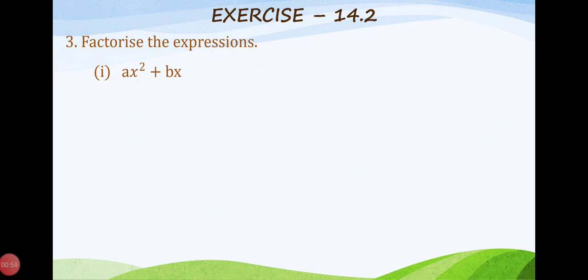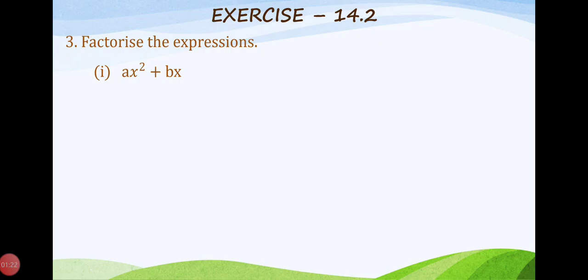Always try to go stepwise. That is, first you have to see the application of the common factor method, then after that, if common factor is not possible, go for regrouping. After regrouping, you have to check the perfect square identities, that is perfect square for addition, perfect square for subtraction, or difference of perfect squares.